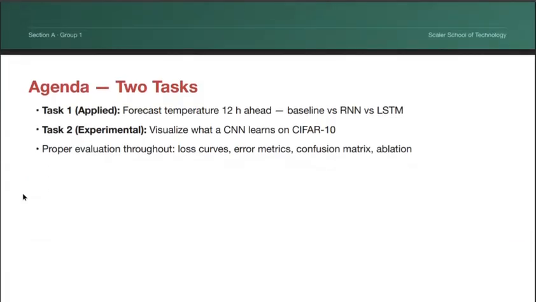Starting with the agenda. Task 1 mainly focuses on forecasting temperatures 12 hours ahead using sequence models and comparing that performance with the baseline models, which are persistence and moving average, along with recurrent neural networks. Task 2 primarily involves understanding how a CNN works underneath and how it learns on a data set called CIFAR-10, evaluating throughout using loss curves, parametrics, and confusion matrix.